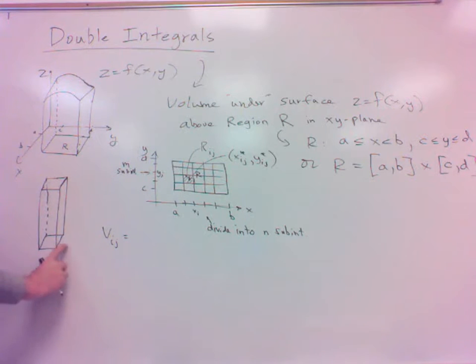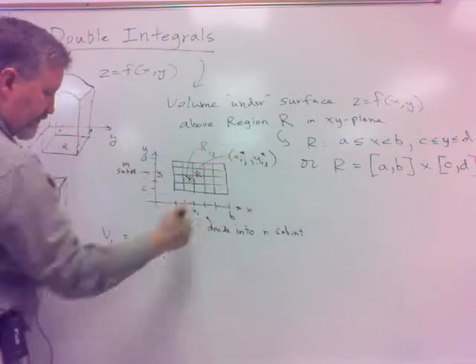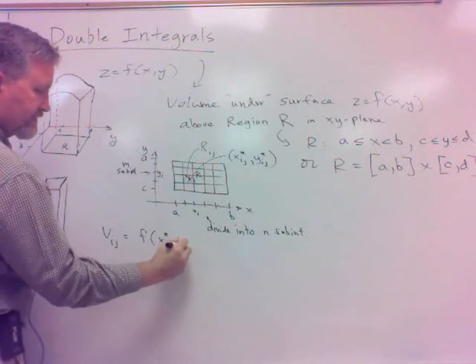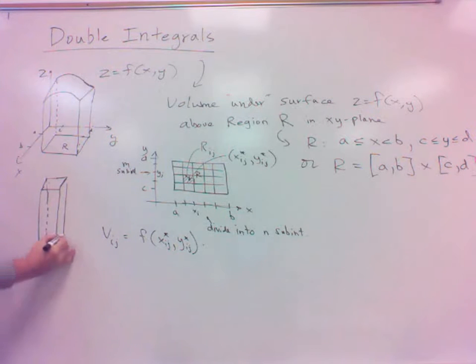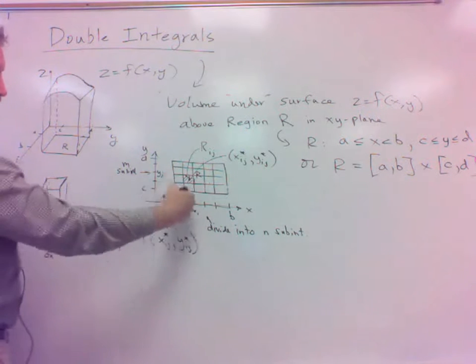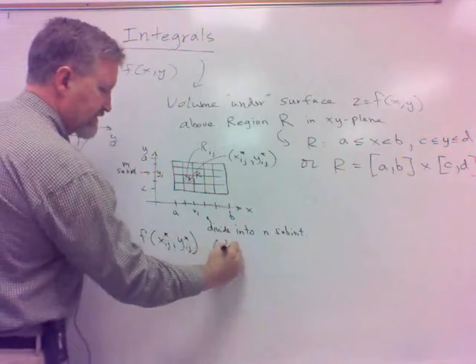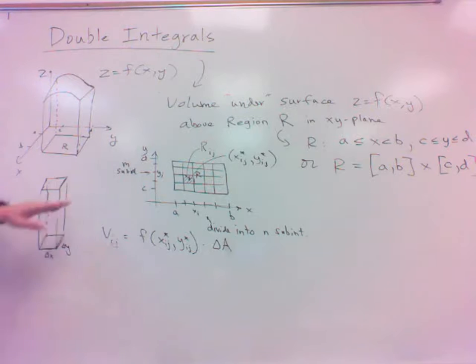Well, you need to take the length times the width times the height. Height's the easy one, because that would just be whatever the function value is at that particular point. So f(x_ij*, y_ij*). Change in x and change in y, so it'd be delta x and delta y here, wouldn't it? Whatever our delta x, whatever our delta y is, they call that delta x times delta y. They refer to that as delta A. That's just the area of region R that we're talking about.